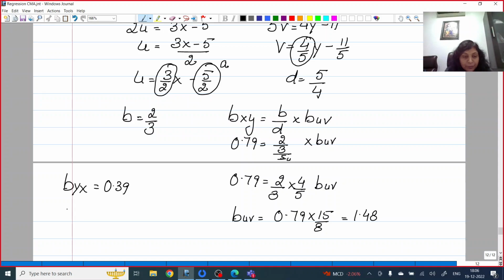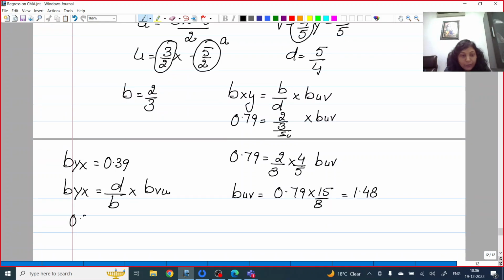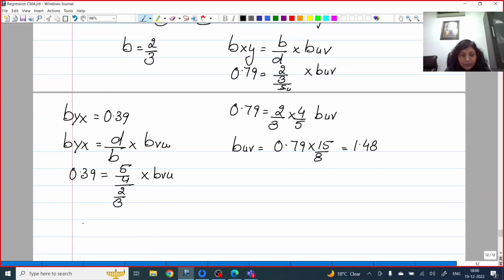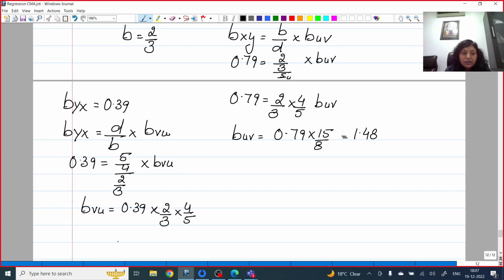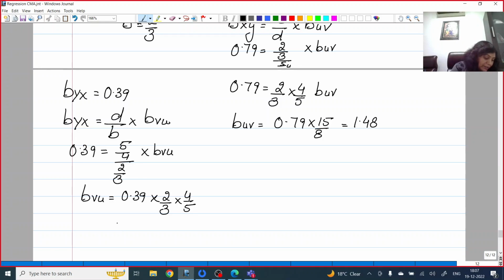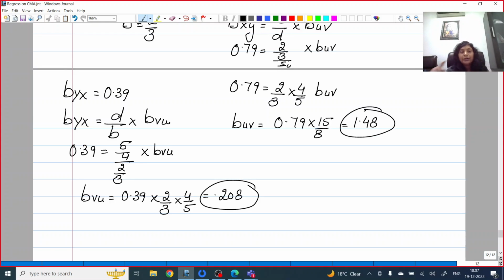And similarly, if we are given byx, that is 0.39, how can we compute bvu? byx equals d upon b into bvu. So byx is 0.39, d is 5 by 4, b is 2 by 3 into bvu. So bvu is 0.39 into 2 by 3 into 4 by 5. So we'll multiply it with 8 by 15. So 0.39 multiplied by 8 divided by 15 becomes 0.208.